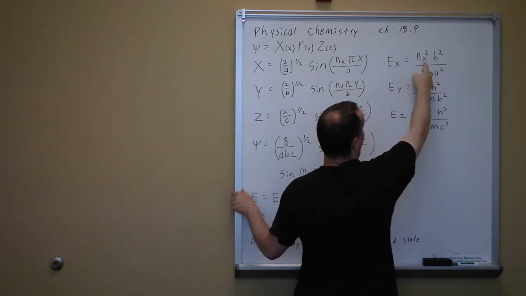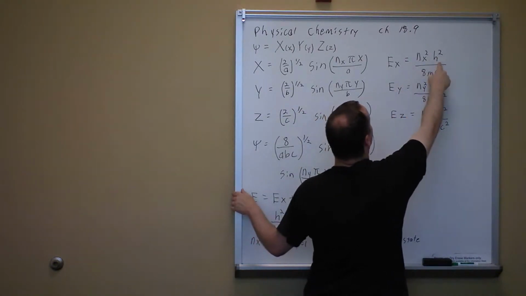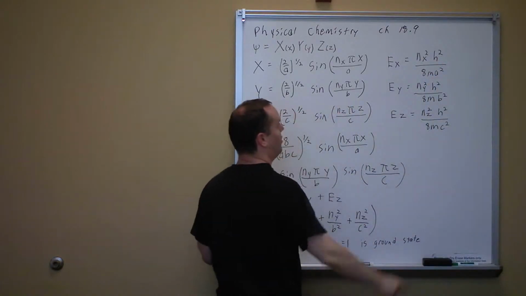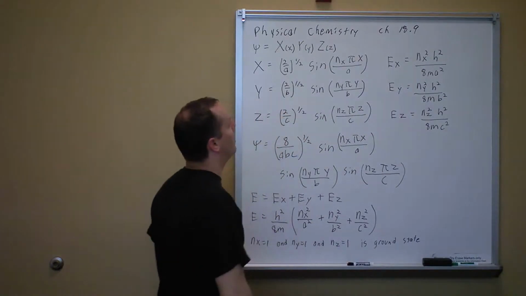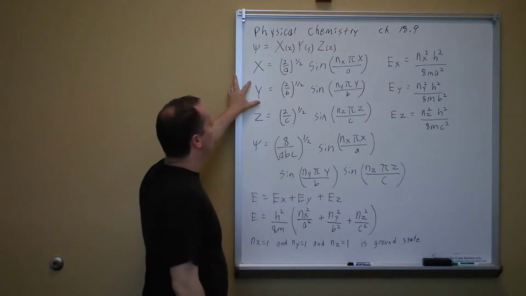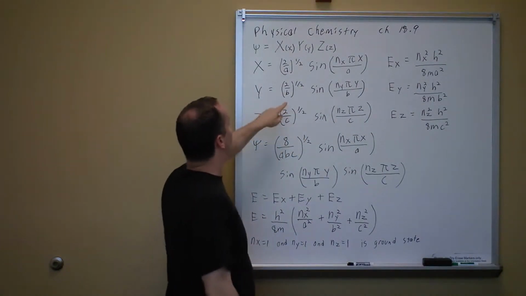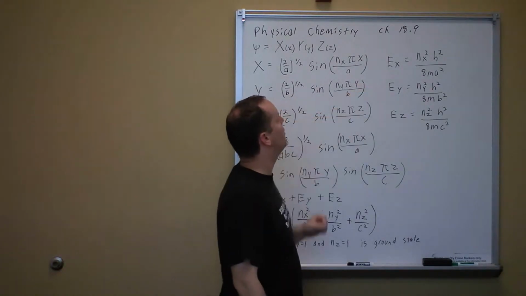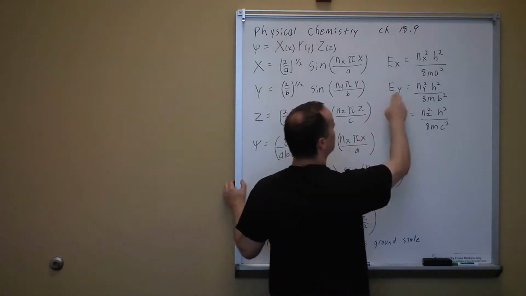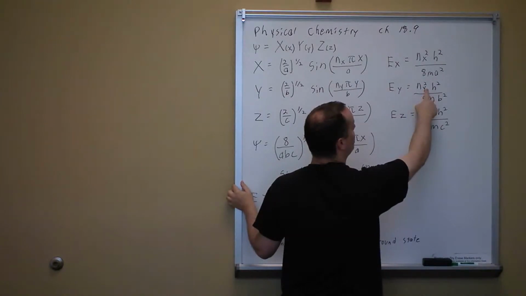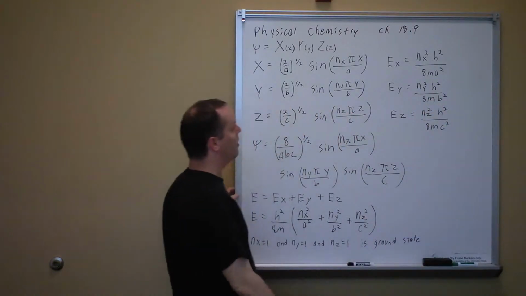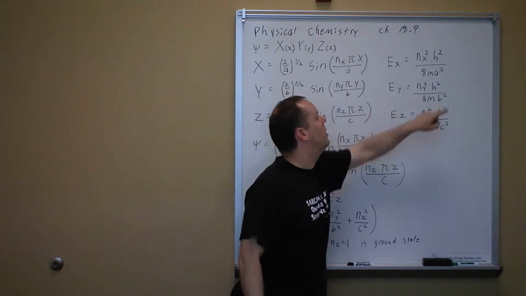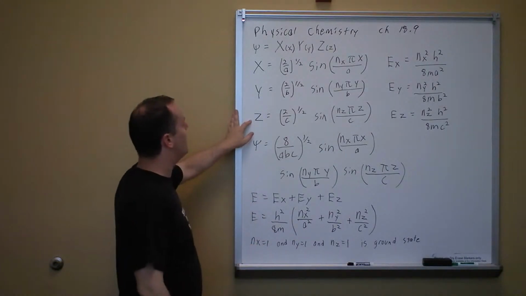You have your n for the x component, n squared times h squared, Planck's constant squared, divided by 8 times the mass of the particle times the length of the box squared. And then you do the same thing for y, but you have b here, and then you have your y position here. The y component of your energy would be the same as before, except you have a different n count for the y, and of course you have the length in the y component, so b. And then same for c.